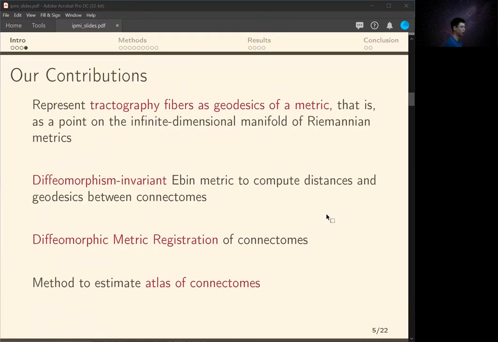Our contributions are listed as below. We represent the tractography fibers as a metric, that is, as a point on the infinite dimensional manifold of Riemannian metrics. Then we equip the manifold with the diffeomorphism invariant metric to compute the distance and the geodesic between the connectomes. Then we develop a registration method called diffeomorphic metric registration of the connectomes. With the framework proposed above, we finally come to the estimation of the atlas of the connectomes.